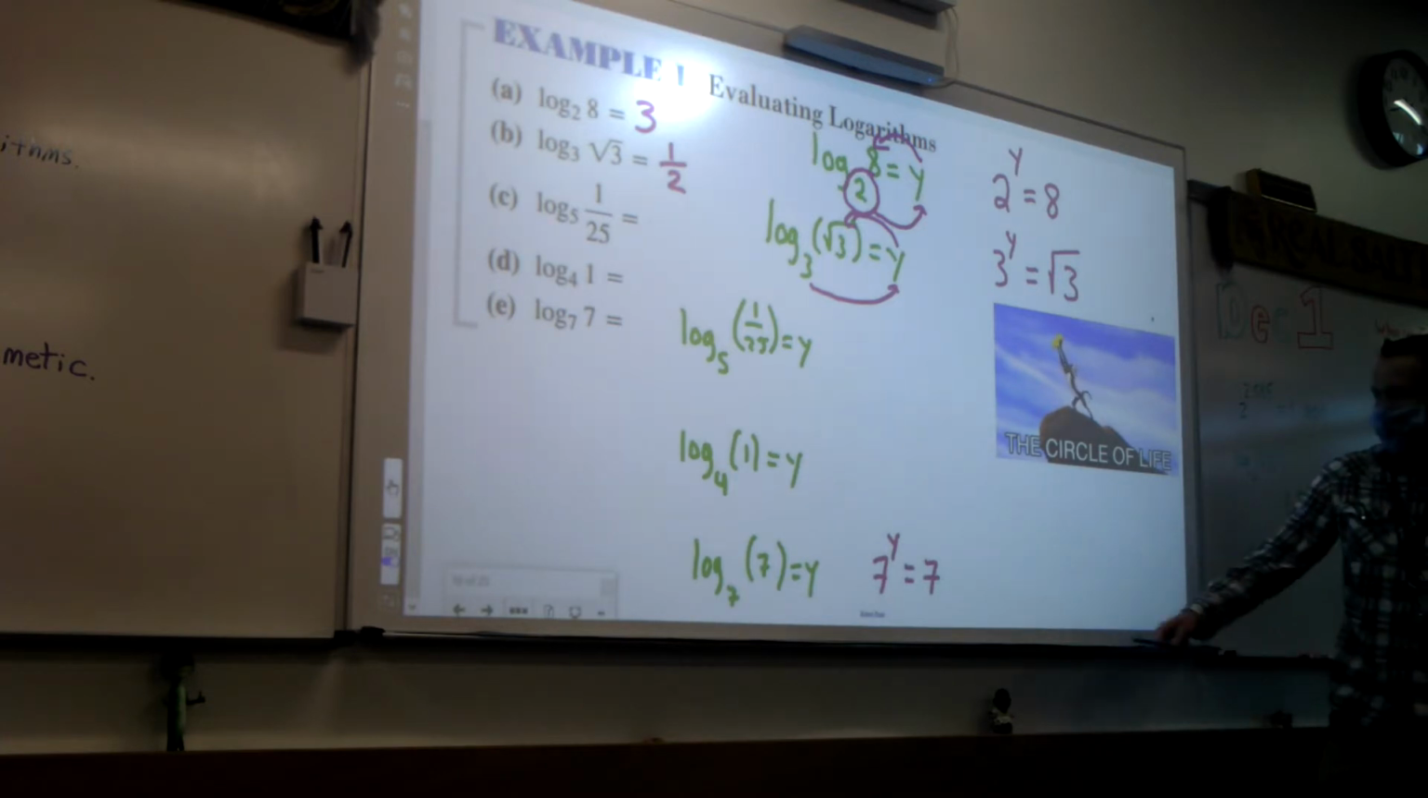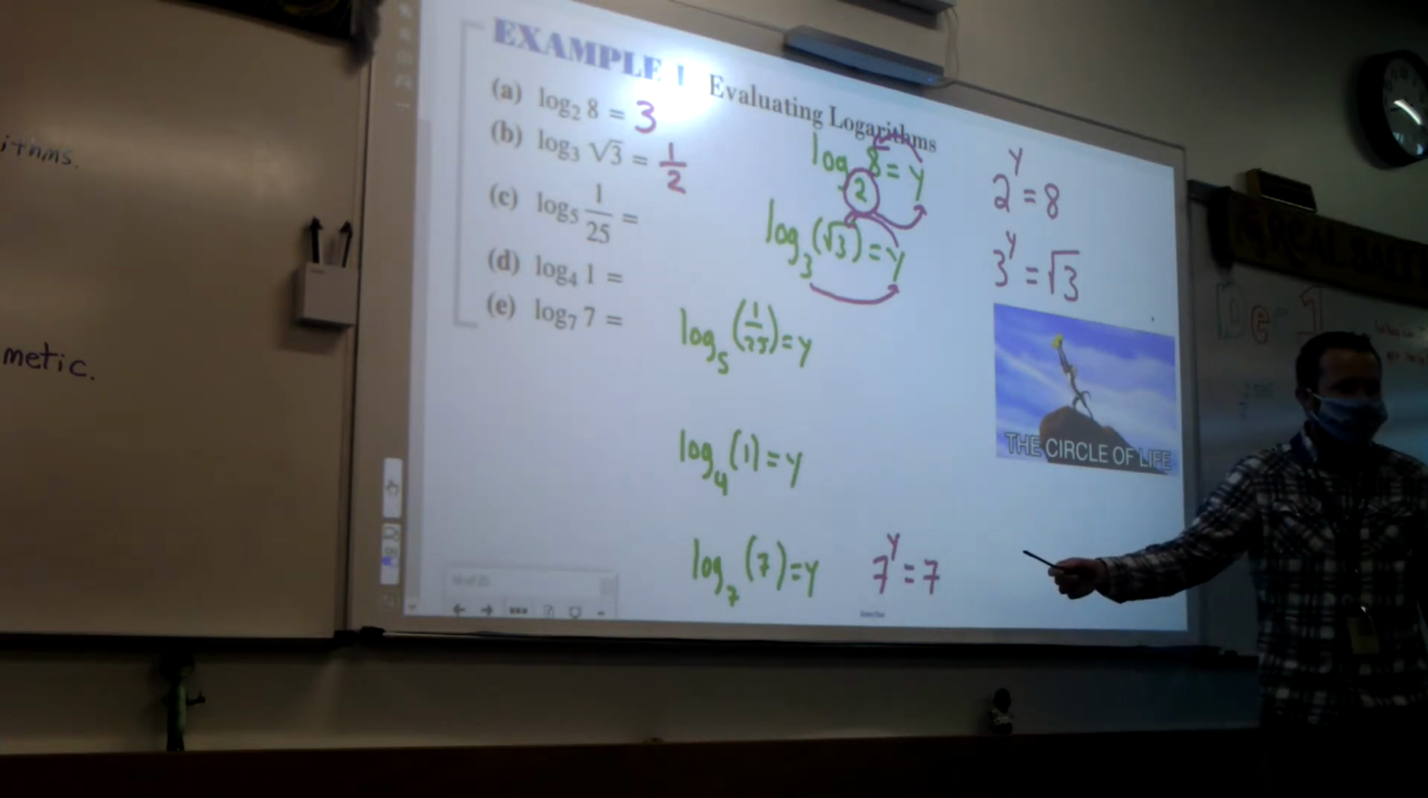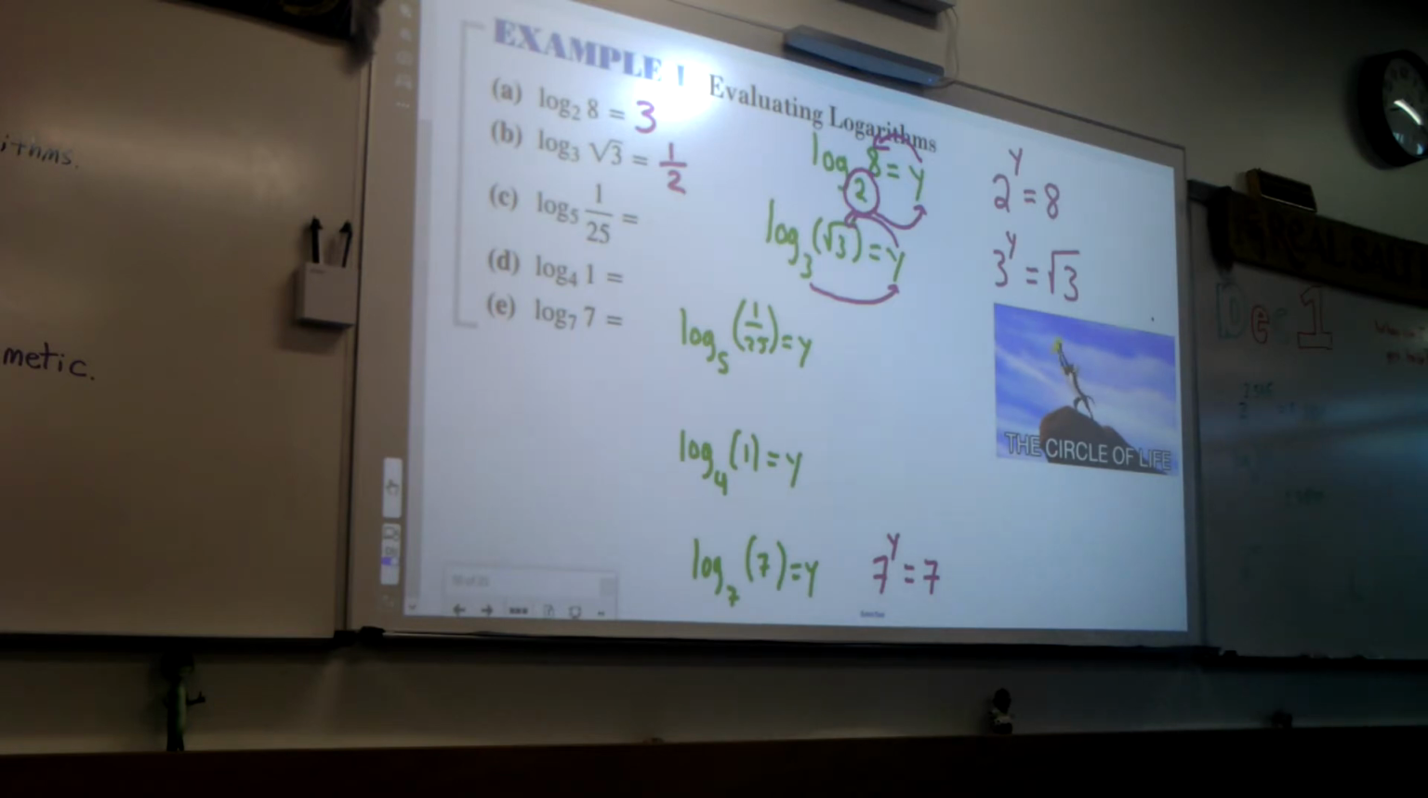So what power of 7 gives you 7? It's just 1, right? So I should get 1. Thanks, Kara. All right, Joshua, which one do you want to do? D. Okay, how would you rewrite that? So I did 4 to the power of y equals 1. And if the exponent makes it equal 1, it's 0. There you go. Anything to the power of 0 turns it into 1.